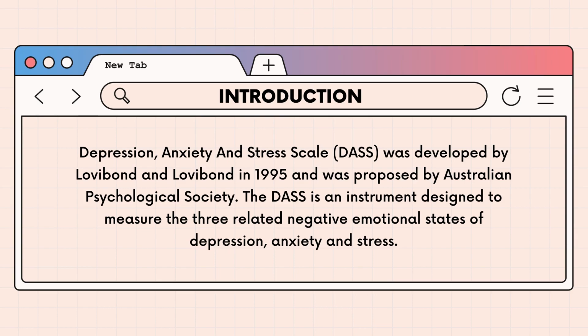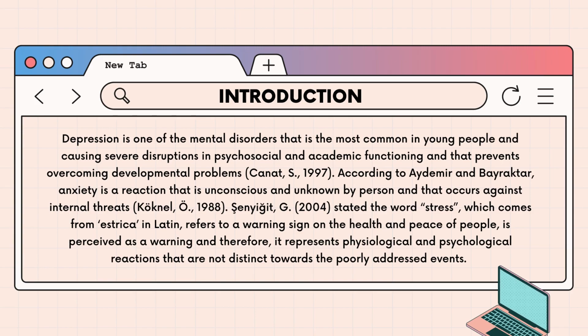DASS stands for Depression, Anxiety and Stress Scale, which was developed by Lovibond and Lovibond in 1995 and was proposed by the Australian Psychological Society. The DASS is an instrument designed to measure the three related negative emotional states of depression, anxiety and stress. I will describe the definition of depression, anxiety and stress.